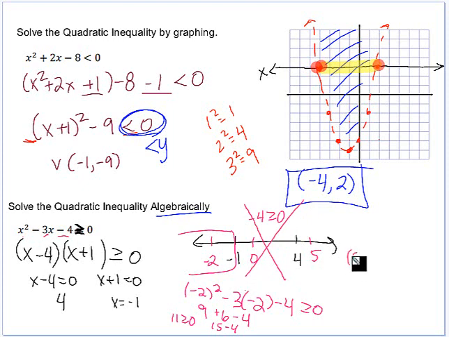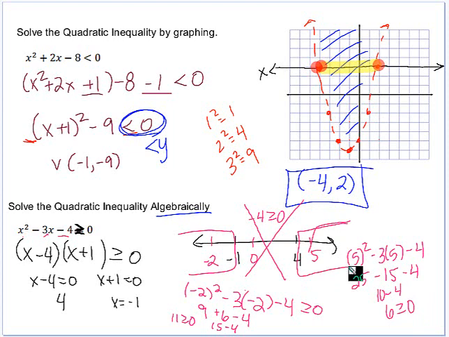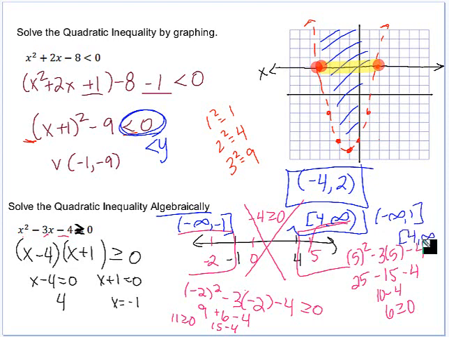And then when we plug in 5, we'd have 5 squared minus 3 times 5 minus 4. So 25 minus 15 minus 4, so that would be 10 minus 4, 6 is greater than or equal to 0. That does work. So we know that the sections to the left and to the right work. So what that means is here, the values from negative infinity to negative 1 work. And then we also work from 4 to infinity. So your ultimate solution here would say negative infinity to negative 1, and then pick up back at 4 to infinity.